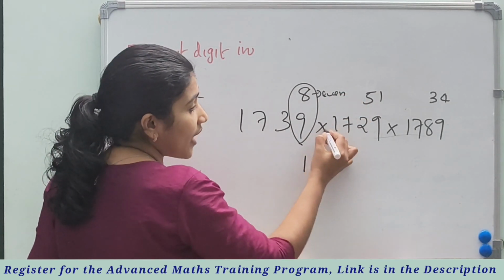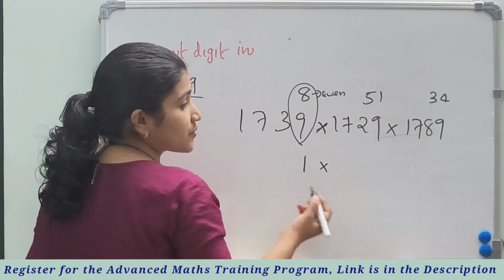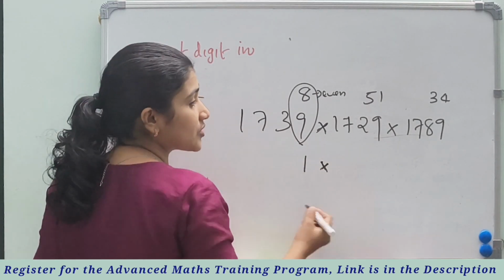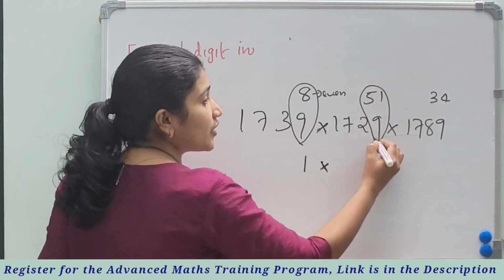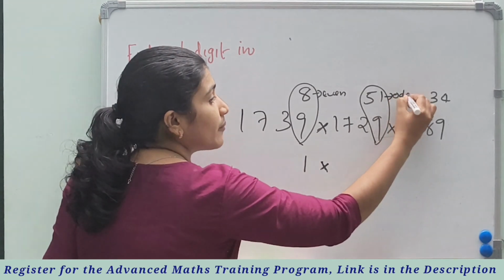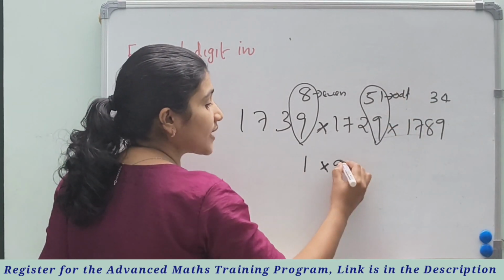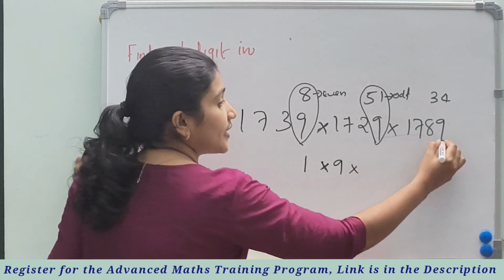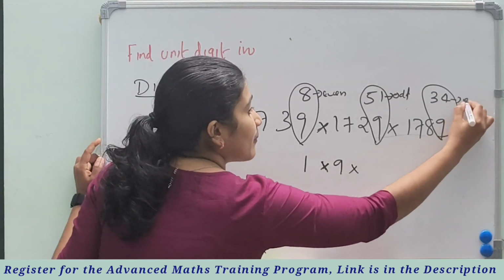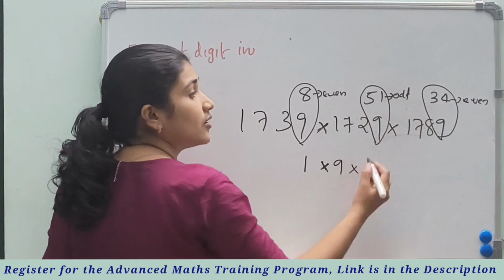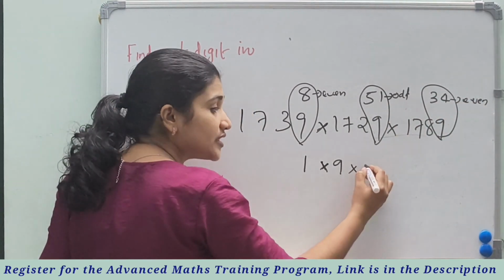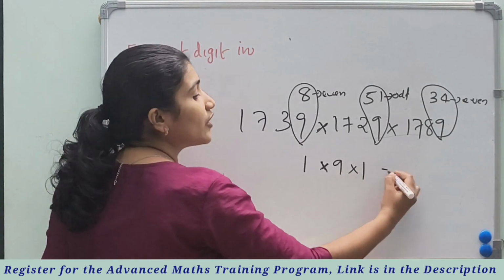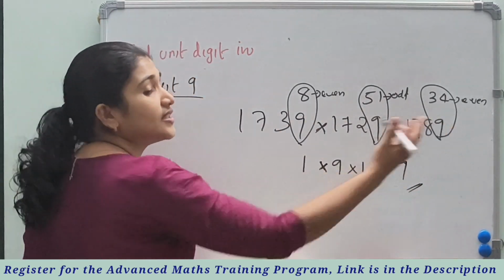Here we have multiplication in between these terms, so use multiplication. Again 9 raised to 51, and 51 is an odd number, so 9 raised to an odd number means 9 is the unit digit. Again here 9 raised to an even number means the unit digit is 1. So 1 into 9 into 1 means 9 is the unit digit in this expression.